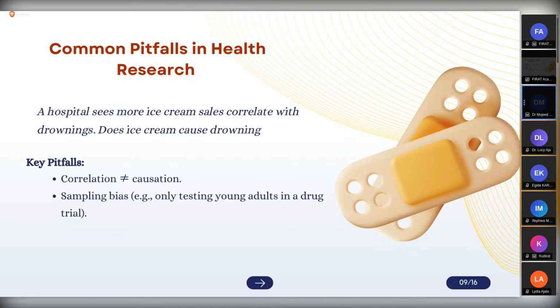Another one is sampling bias. For example, testing young adults only in a drug trial. Then another one is p-hacking and data dredging. Has anyone heard of p-hacking before? What does that mean? Anybody? You can unmute and respond. P. Akin. What does it mean?